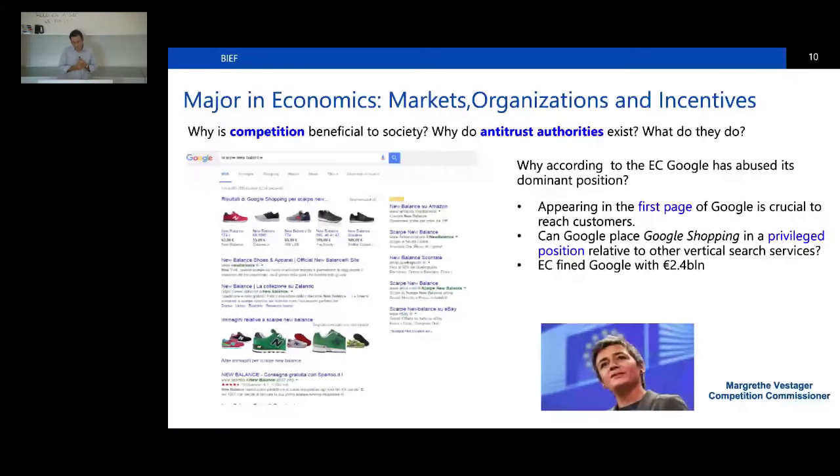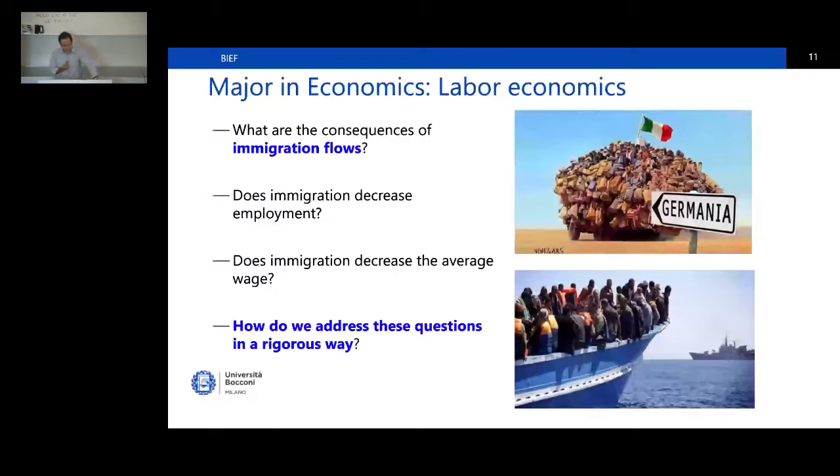My second example of an economic question is borrowed from labor economics, again one course for the econ track. On top, these two pictures show some Italian immigrants back then going to Germany. At the bottom, very likely, some immigrants coming from Africa to Italy. We hear about immigration every day. Let's try to take politics out of this room to some extent, and think about the economic consequences of immigration flows.